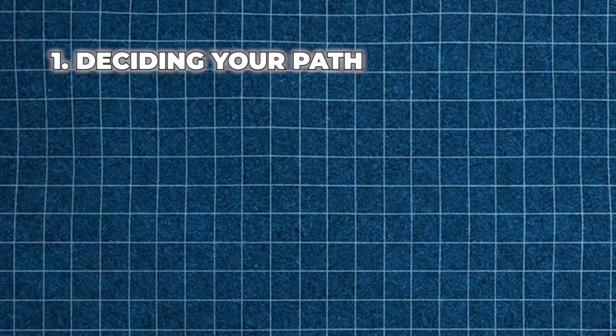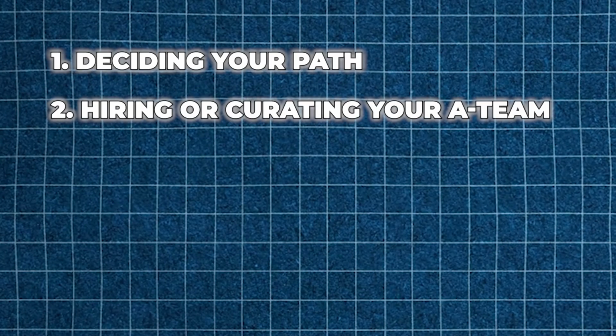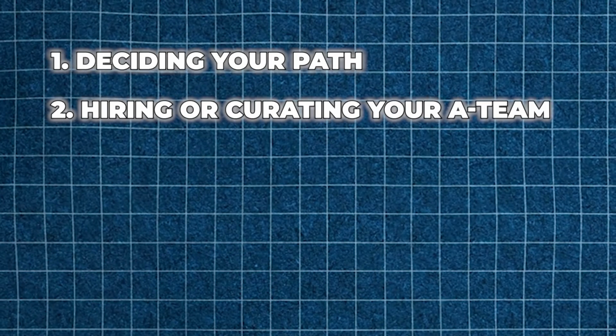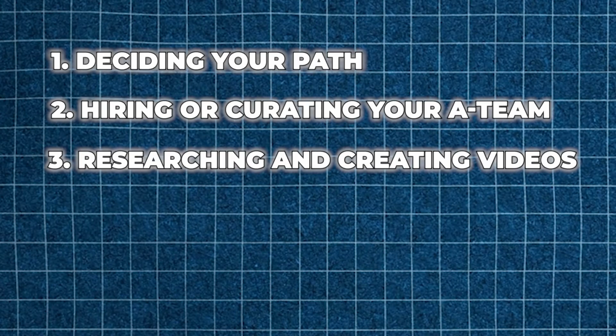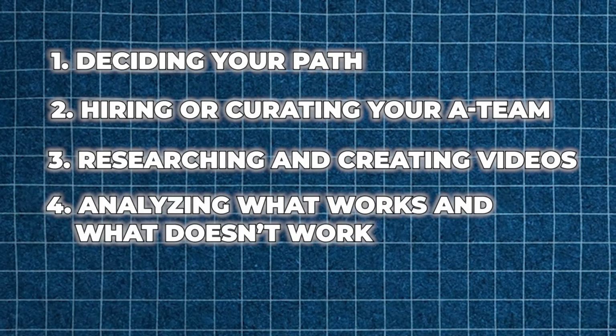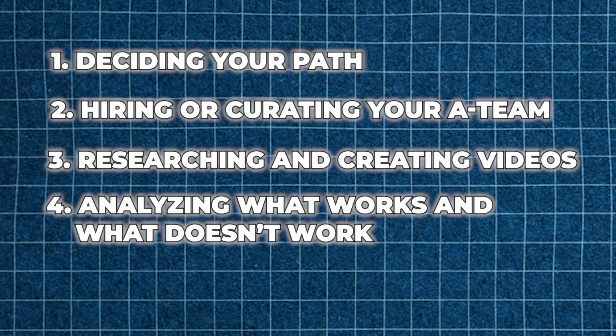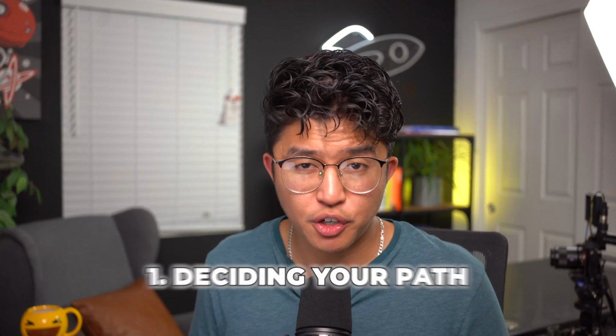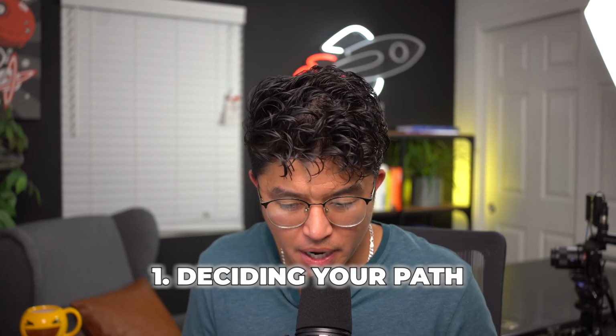So with YouTube automation, there are basically 4 main components that you need to get started. The first step is deciding your path. The second step is hiring or curating your A team. The third step is researching and creating videos. And then the fourth step is analyzing what works and what doesn't work. So let's start with the first step, in which you choose your path.